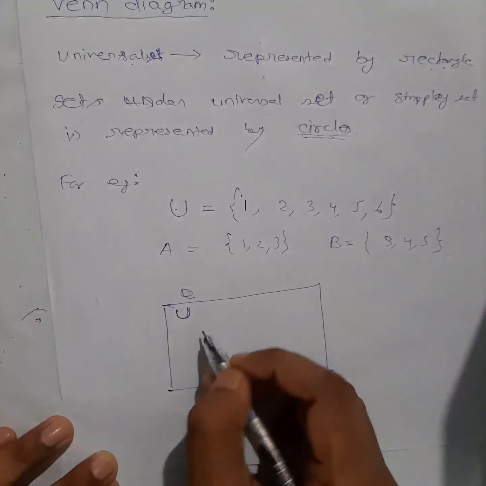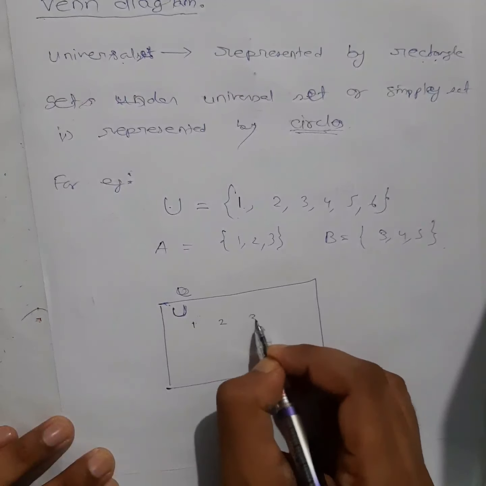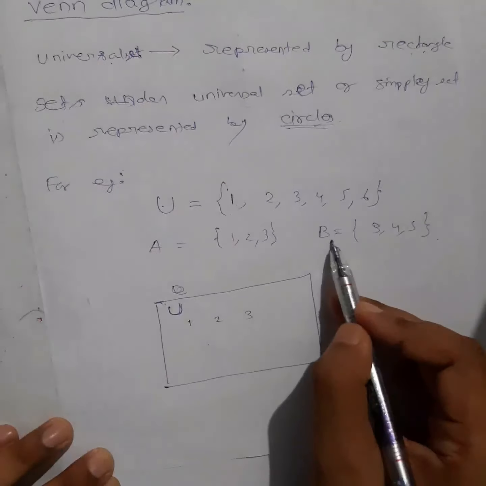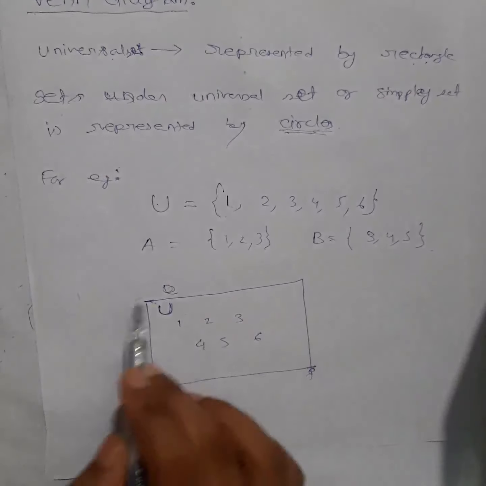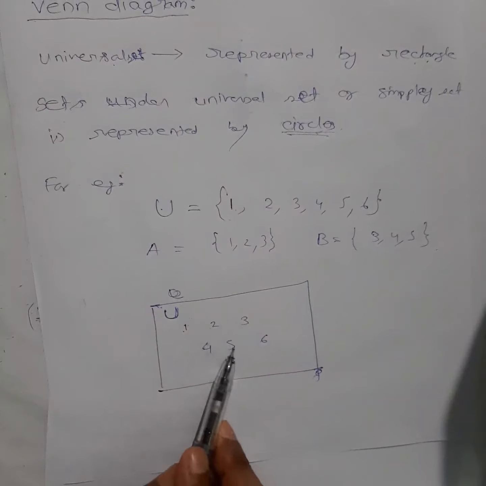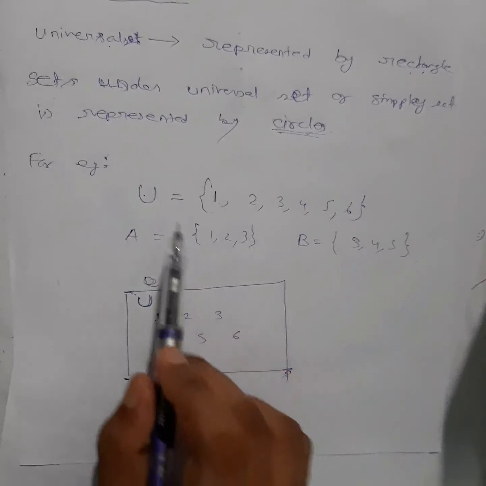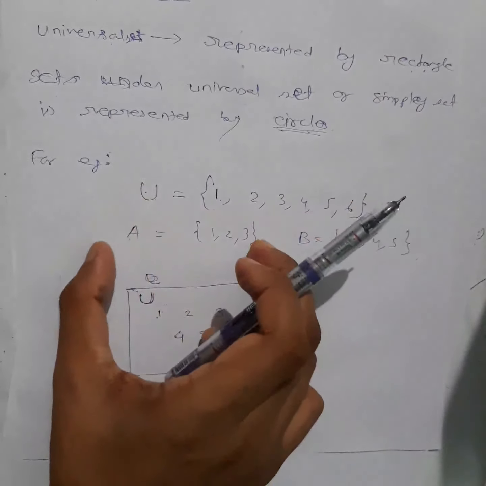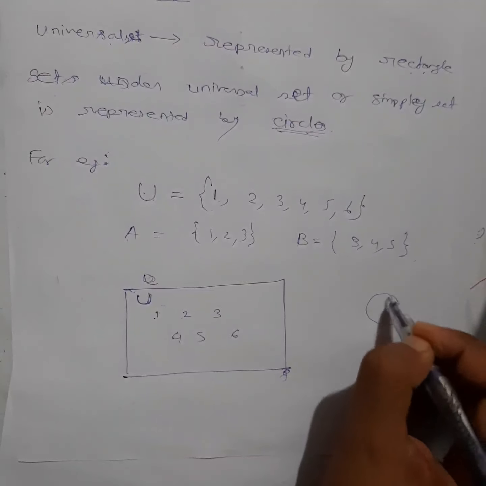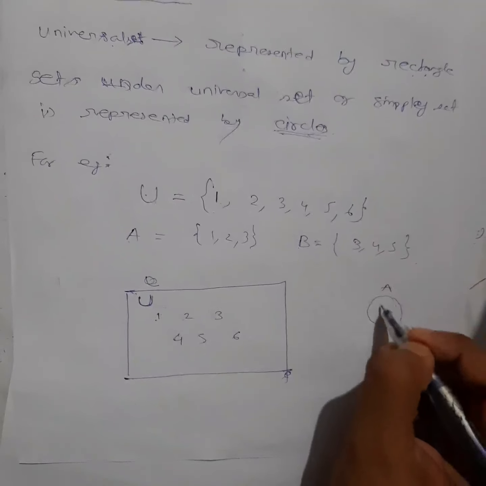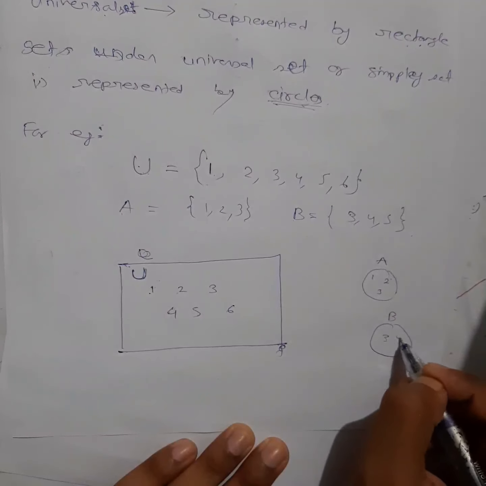Now what are the elements here? 1 2 3 4 5 6. Let me write down all the elements. So in this universal set, what are the elements? 1 2 3 4 5 6, right? Now under this, what do you have? Set A and set B. Set A is smaller than this one, so inside the universal set only you must have this set. A simple set we represent by a circle, I said, right? So suppose this circle is set A with 1 2 3, and set B, with a circle only, we will represent 3 4 5 as the elements.